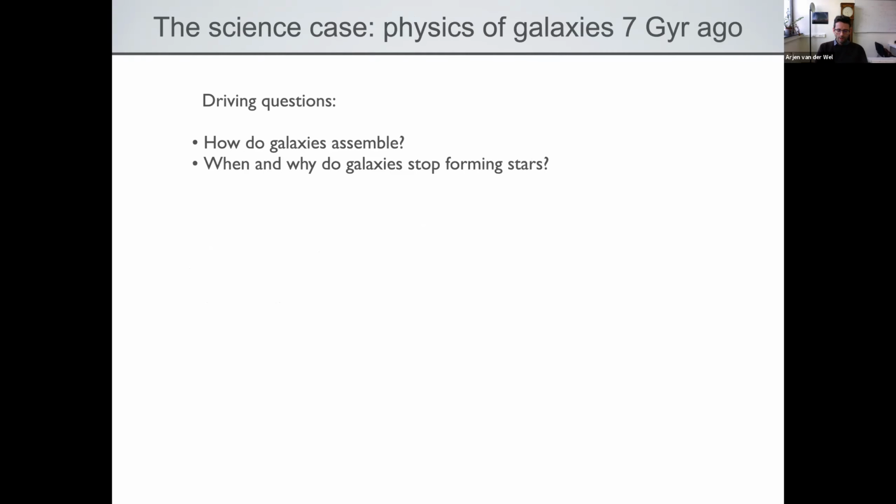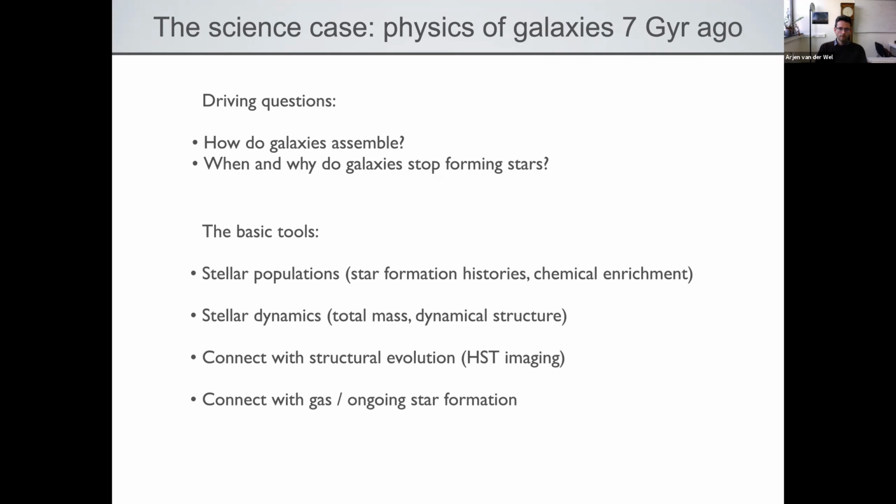Okay, the questions that drive the survey are all related to that big schematic picture of galaxy formation. How do galaxies assemble? When do they form their stars? What's their star formation history? And why do they stop forming stars? And what happens after? So the basic tools we have is we have access to the stellar population, so the star formation histories, chemical enrichment, and the stellar dynamics. So the total mass of the galaxy.